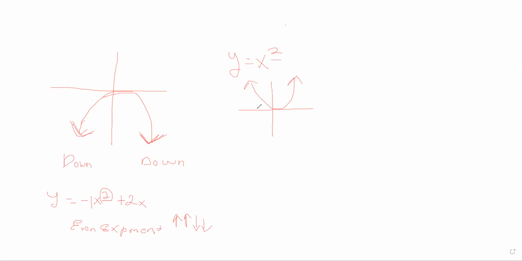Because of the even exponent, both ends are going to point towards the same direction. Now we just need to know when it's pointing up or when it's pointing down. If the leading coefficient, the coefficient of that first term, is negative, any type of negative number, it's going to be down. And if it's a positive number, like in this case, it's going to be up.